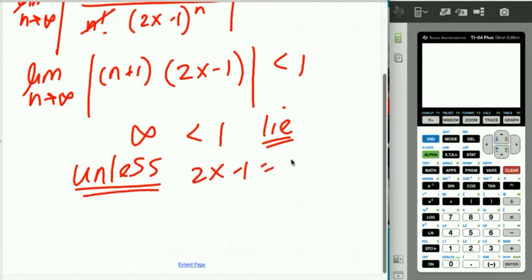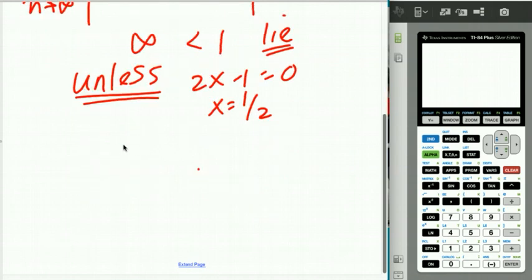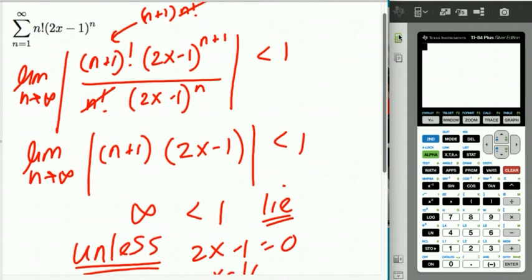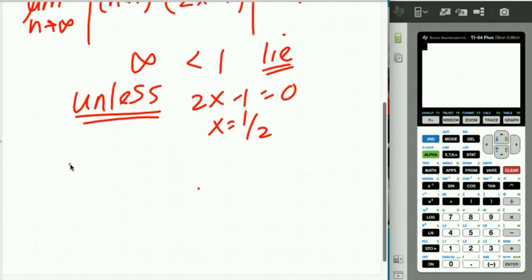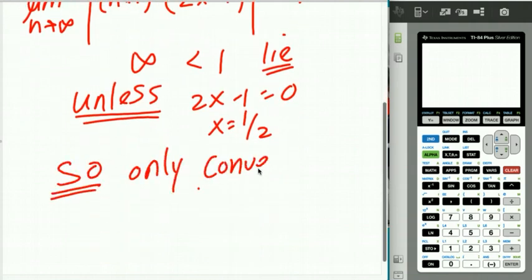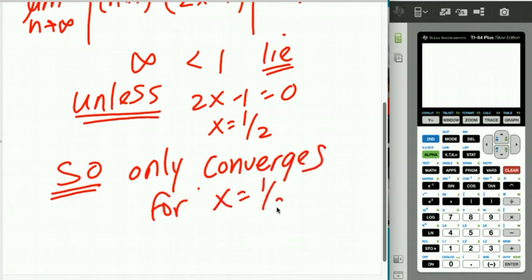So what's happening here is this is going to be infinity is less than 1, which is a lie, unless 2x minus 1 happens to be 0, which would be when x is a half. So this thing converges literally only for the point where x is 1/2, because at that point this thing sums to 0 plus 0 plus 0 plus 0 plus 0. So this only converges for the point x equals 1/2.